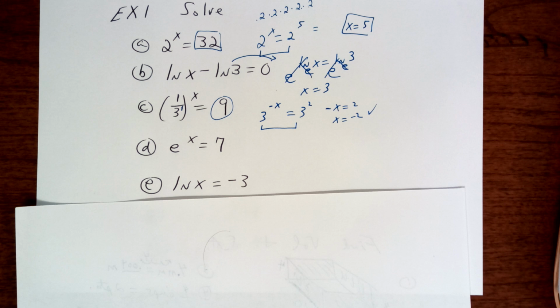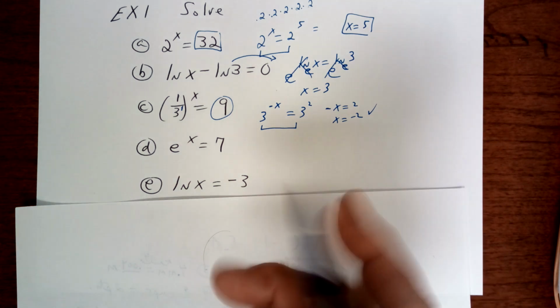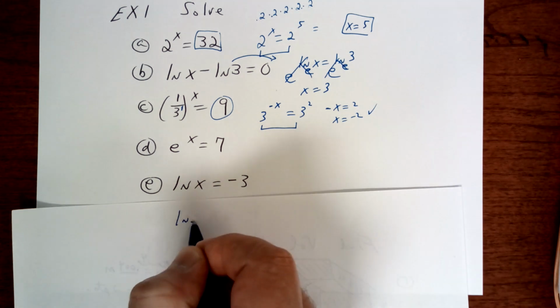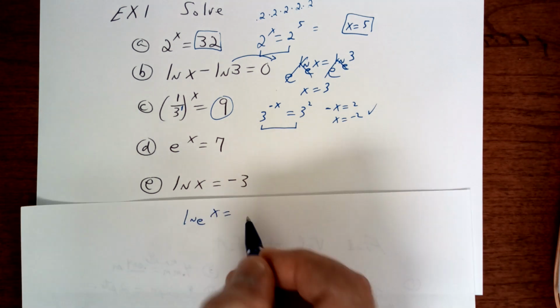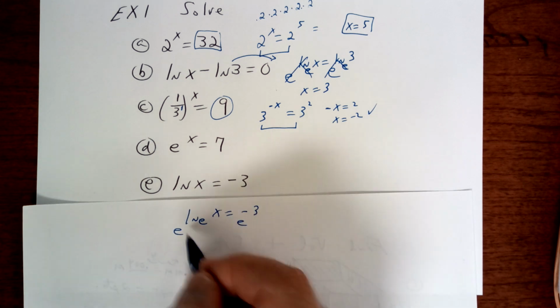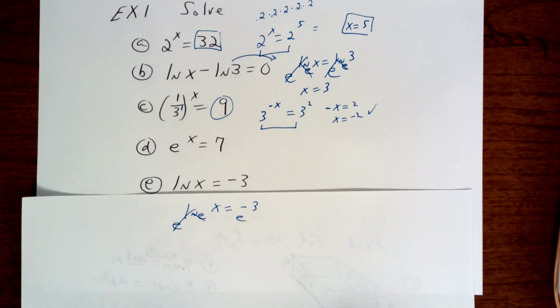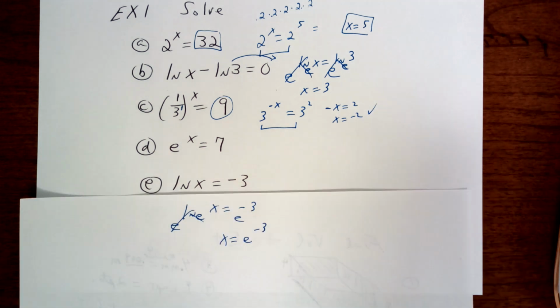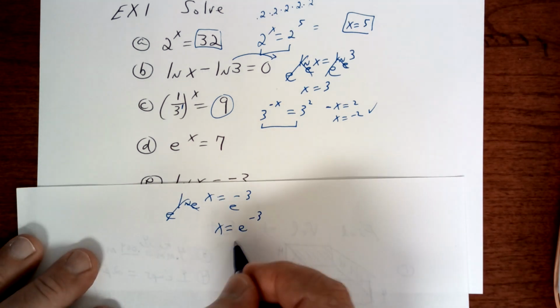This one right here is the natural log. Remember, that's the natural log base e, like this. So we're going to raise it exponentially like that. So this cancels. So you get x equals e to the negative 3. Remember, e is 2.71, I think.